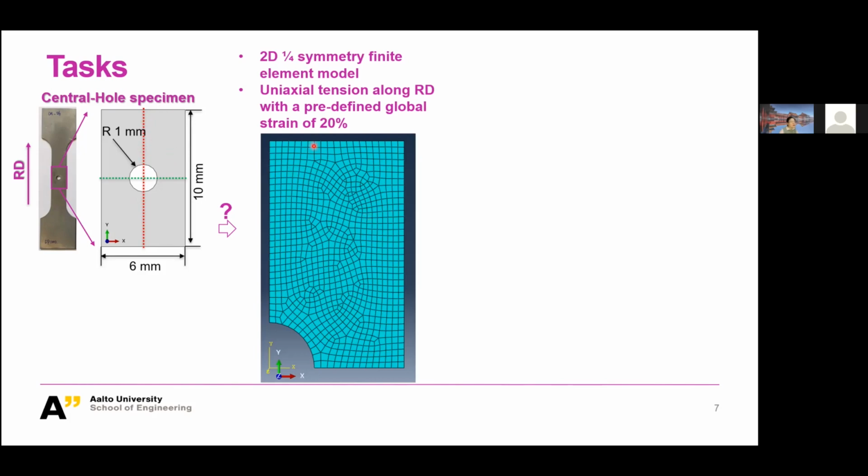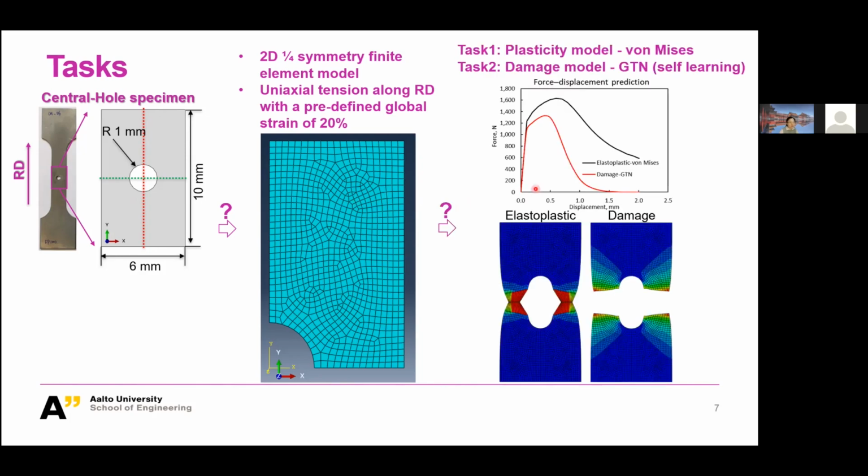And we ask for a uniform or uniaxial tension along RD. This is your RD with a predefined global strain of 20%. Then with this condition, you need to know how to add your boundary condition to this model, and then how to add your materials behavior model to this FE structure model. Then you will get your final predicted result.